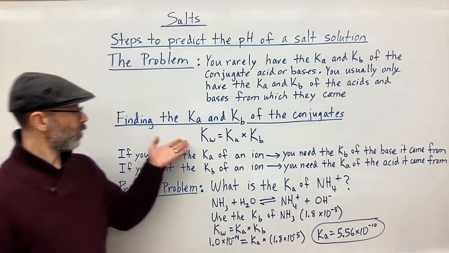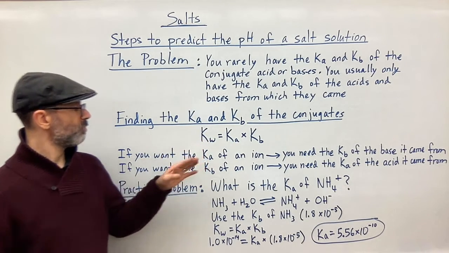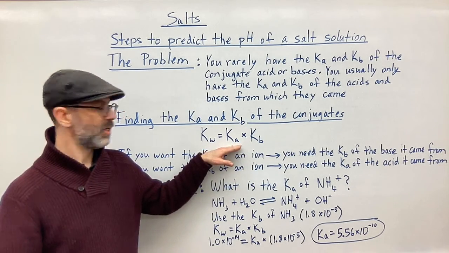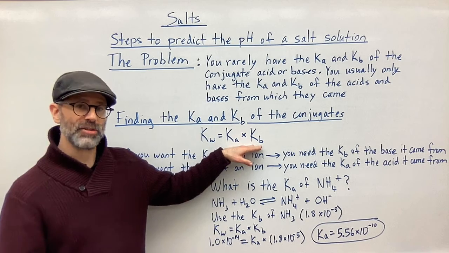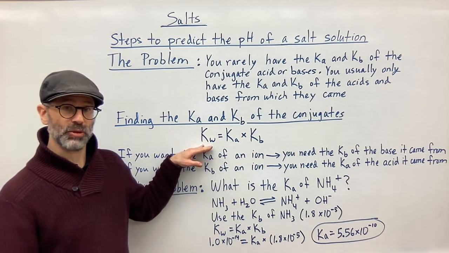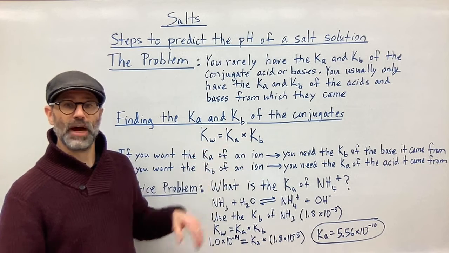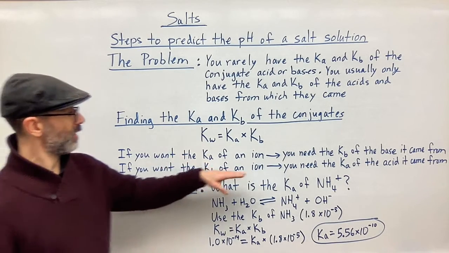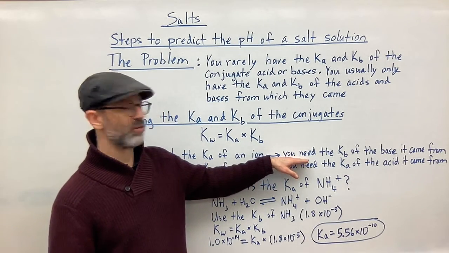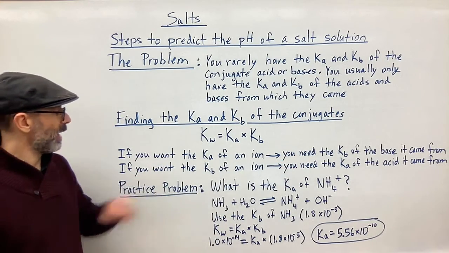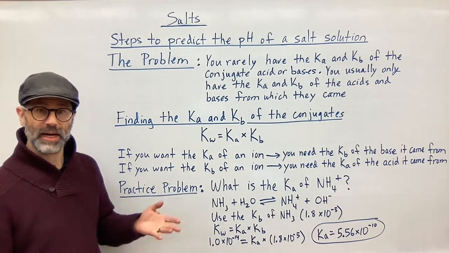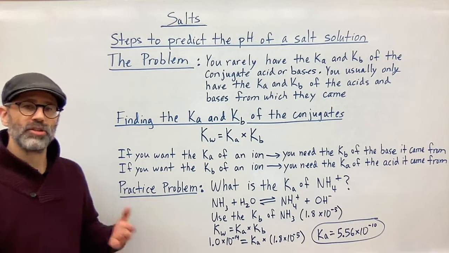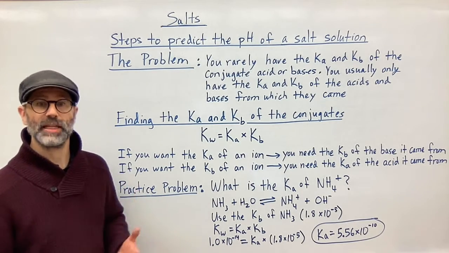do it. So we know from before that Kw is equal to Ka times Kb. The Ka of the acid multiplied by the Kb of its conjugate base is equal to Kw. So we can use this equation to find what we're looking for. If you want the Ka of an ion, then you need to get the Kb of the base it came from. If you want the Kb of an ion, then you're going to need to know the Ka of the acid it came from. So here's a practice problem to make this clear.